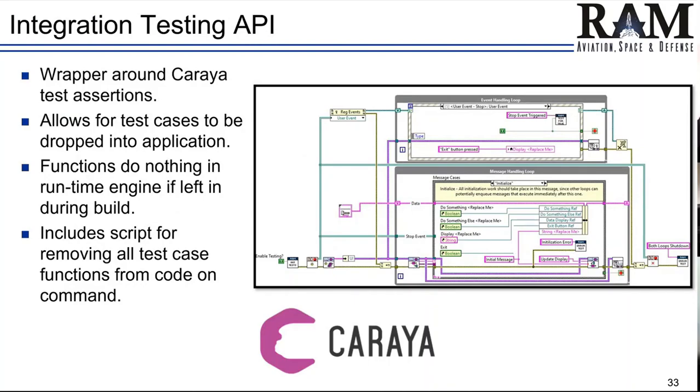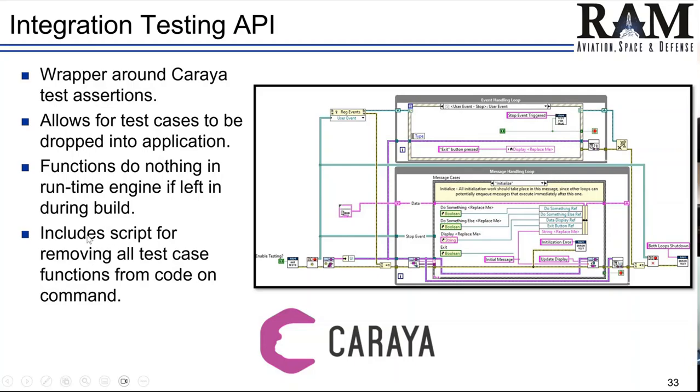I have this integration testing API. It's really just a wrapper around JKI Caraya, which we use for all our unit testing. This is a way where you can drop these functions down into your top level VI to test the entire architecture and whatnot. And you can enable and disable this from the start. They are also set up so there's a conditional disable structure in each function, so that if it gets left in your code and you build it, it's not going to do anything in your runtime engine in case you forgot to clear it up.